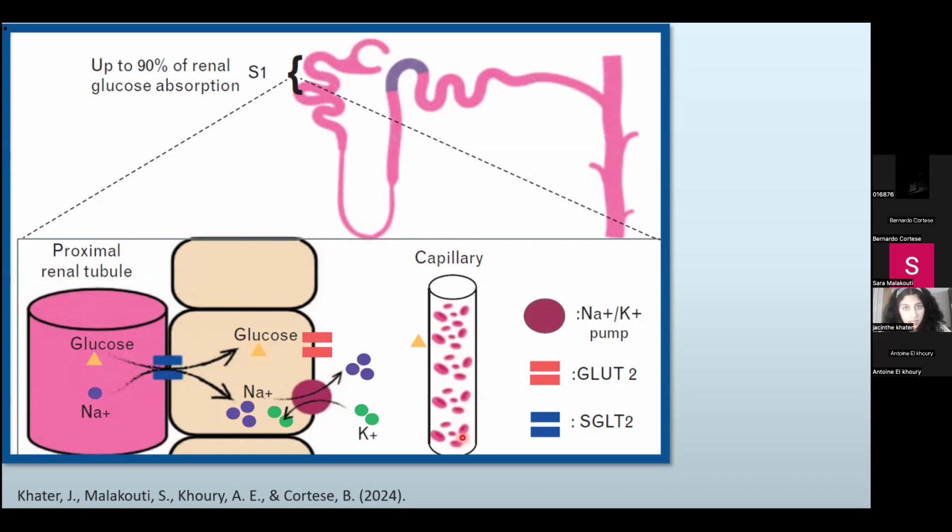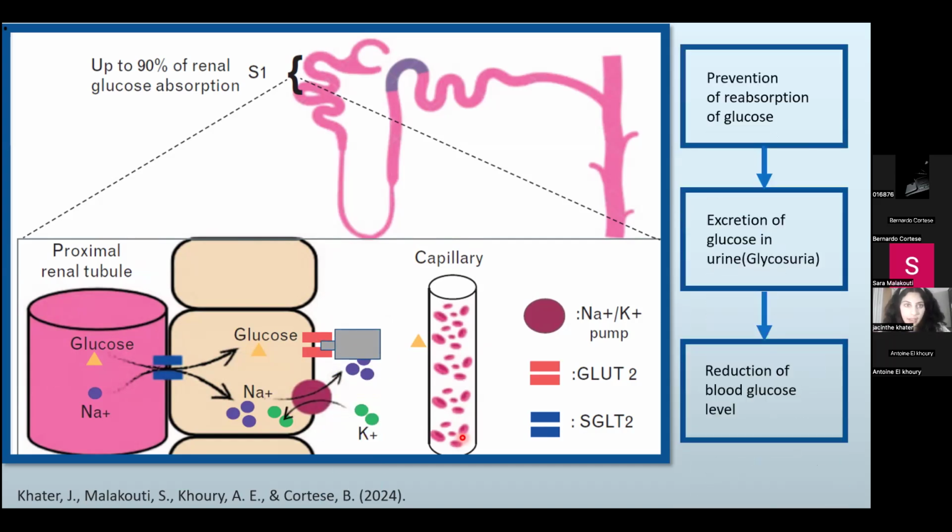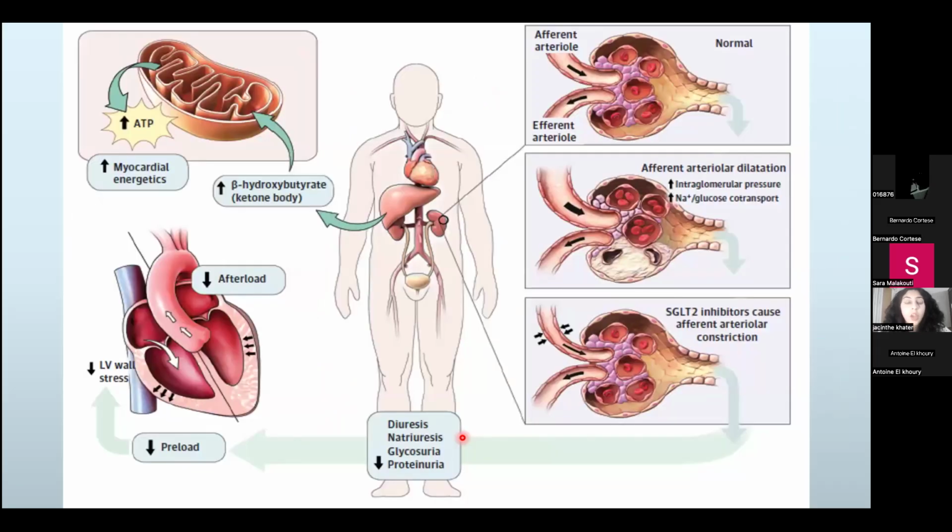SGLT2 inhibitors just block these transporters, and they cause a cascade of events. They prevent the reabsorption of glucose and excrete the glucose in the urine, also known as glycosuria, thereby leading to a reduction of the blood glucose level.